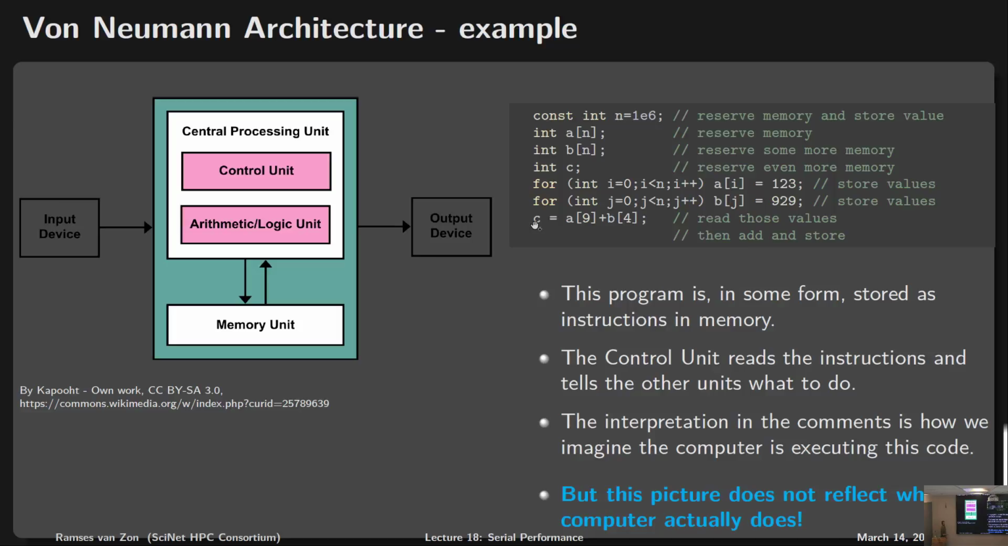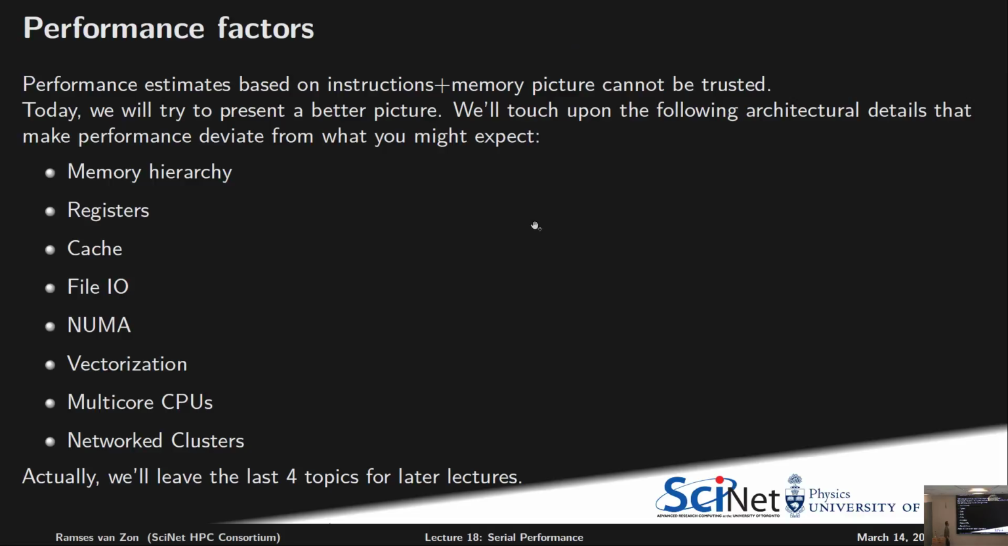It promises to act as if this is true, as if this is exactly what it's doing, but it doesn't. So if we don't understand what it is doing, we have no chance of improving its performance. So having this instruction and memory picture alone is really not good enough to get an idea of performance. It's a first attempt. It's something that worked maybe in the past when architectures were a little bit closer to the von Neumann architecture. So we're going to try and get a better picture.